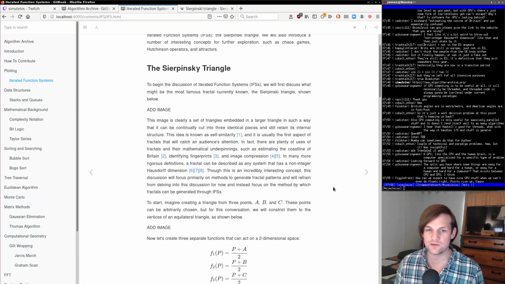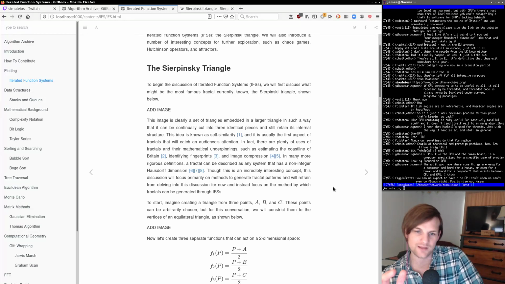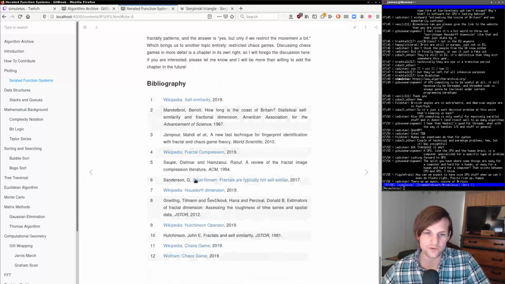In fact, there are plenty of uses of fractals and their mathematical underpinnings, such as estimating the coastline of Britain, identifying fingerprints, and image compression. In many more rigorous definitions, a fractal can be described as a system that has non-integer Hausdorff dimension. You're right that it's weird that I just state this, but I also linked to three references in here, 6, 7, and 8, all of which discuss this.